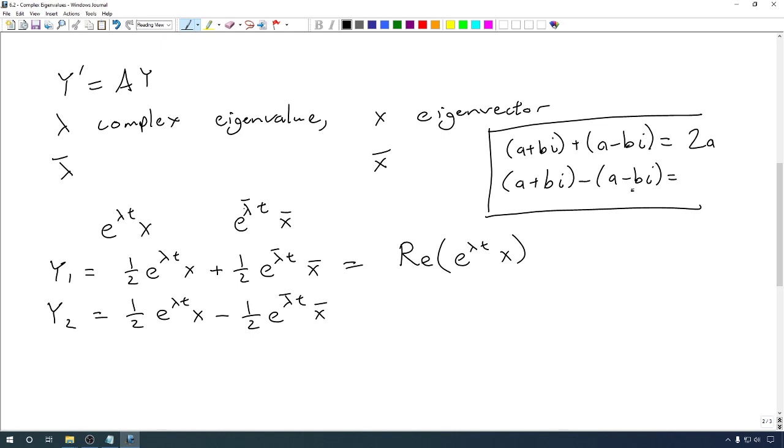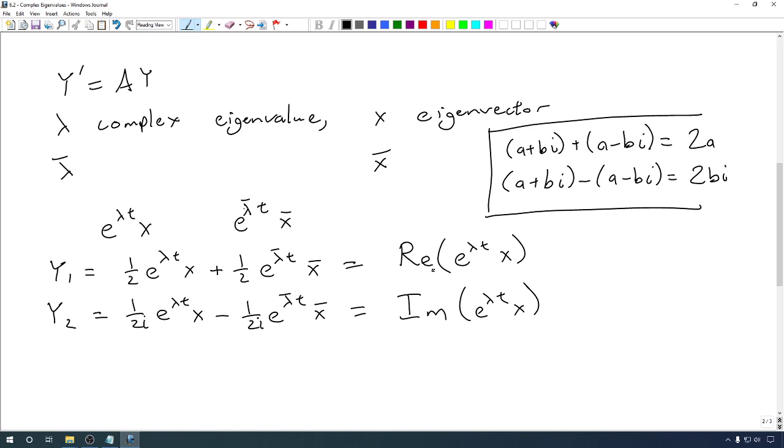subtract a complex number and its conjugate, what happens? Now the a's cancel each other out. We have the bi minus a negative bi, so we get 2bi. So if we divide out the 2, and I guess we have to divide out the i as well, kind of forgot that part, if we divide out by 2i, then that's just going to leave the b. So we get what we call the imaginary part of this.